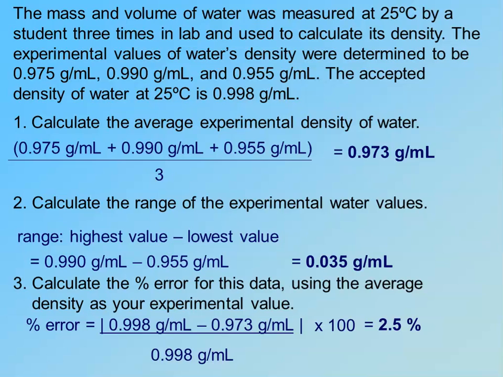So when I divide 0.035 by 0.973, and I turn that into a percentage, I get that that range is roughly 3.6% of my average value. That too is in that 10% threshold. So if my range is under 10% of my average, if my percent error is under 10%, then I've had good precision and good accuracy. If I've gone over that 10% threshold, then my accuracy and precision is lacking.